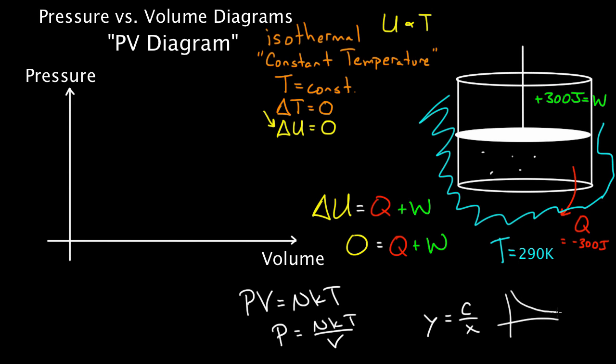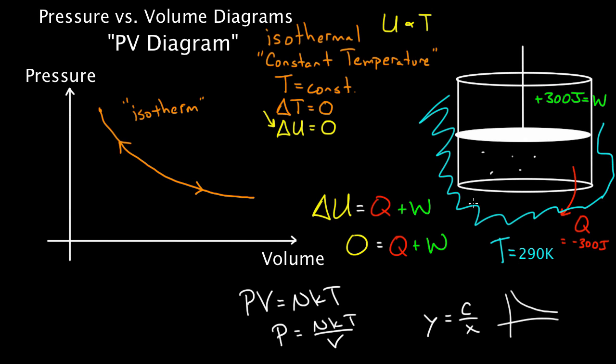It looks like that. So on a PV diagram, an isothermal process is going to look something like this. It's going to curve like 1 over x. And it can be an isothermal expansion if volume increases, or an isothermal compression if volume decreases. So the actual shape of the line drawn on a PV diagram for an isothermal process is sometimes called an isotherm. And they look like that.